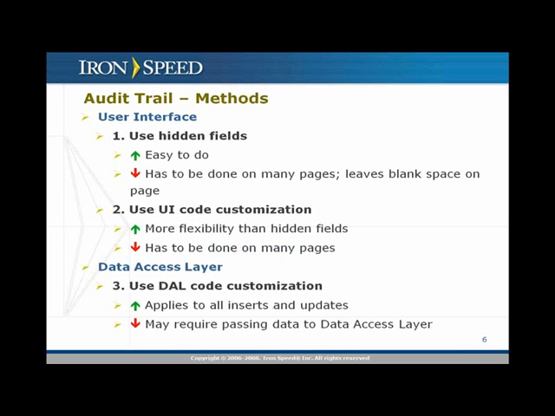There are three different methods to use audit trail. Two of them rely on the user interface, and the third one relies on the data access layer. Like everything in life, there are advantages and disadvantages of using these three methods. The user interface method, one of them is to use hidden fields. It's very easy to do. You can do it within IronSpeed Designer, but obviously you have to do it on many pages, and sometimes it may leave a blank space on the page that you may or may not like.